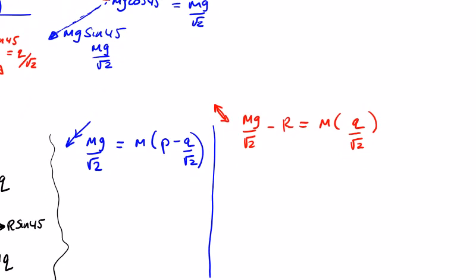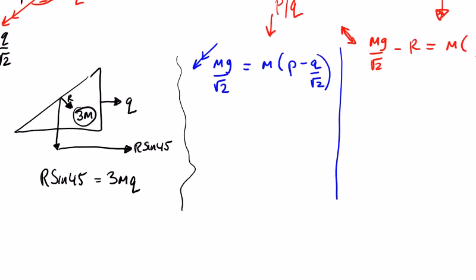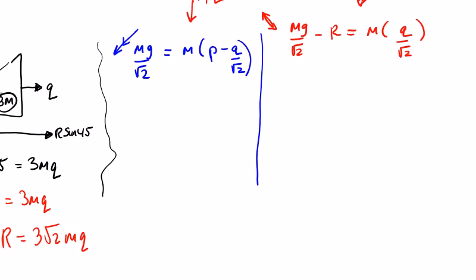Okay, we have just got a Q in here. This one just has a Q. This one here has a P and a Q. And this one we can simplify as R over root 2 equals 3mQ. So R is equal to 3 root 2 mQ. So that makes it look obvious that we're going to use this guy over here to solve for Q, and then we'll be able to solve for P.